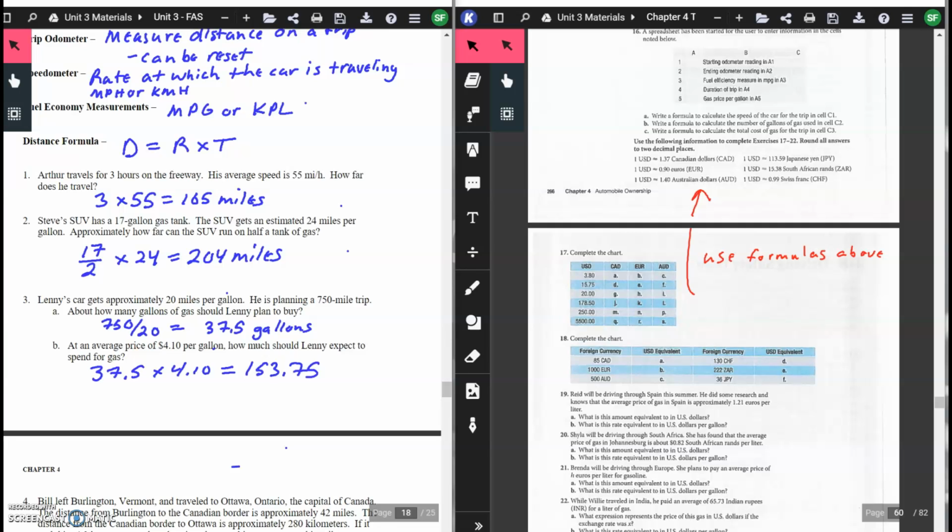And part B, at an average price of $4.10 per gallon, how much would he pay for gas? So 37.5 gallons times $4.10 gives you $153.75.